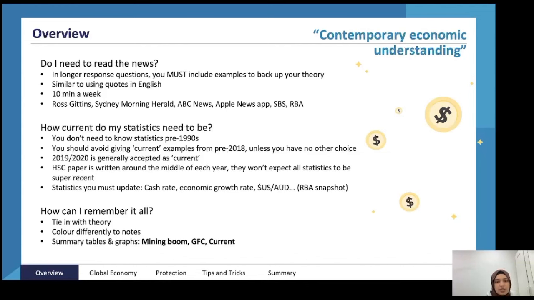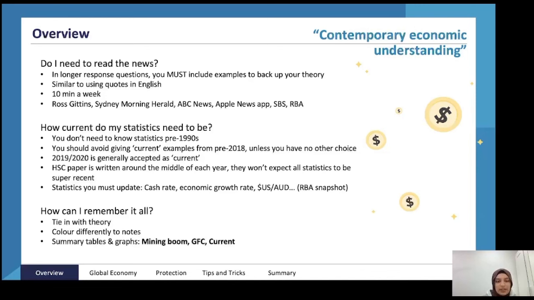It's something to do earlier, but if you haven't already, I would highly recommend spending a little bit of time to go through it now and look at the different articles and see what's been going on and making news throughout the year. How current do my stats need to be? You don't need to know stats prior to the 1990s, really. You can know some of the events that occurred, but it's not really that relevant. You should avoid giving current examples from pre-2018 unless you can't find anything, then it's fine. But if you can find something more current, try your best to find something from 2023, but if you can't, then 2019, 2020, 2021, 2022, 2023 is fine.